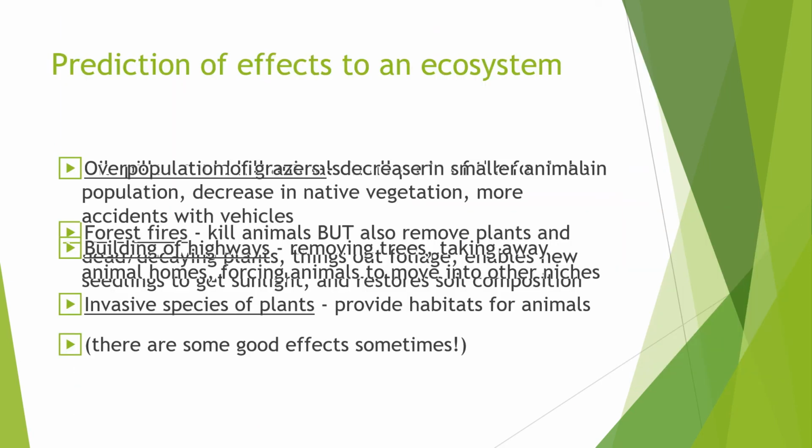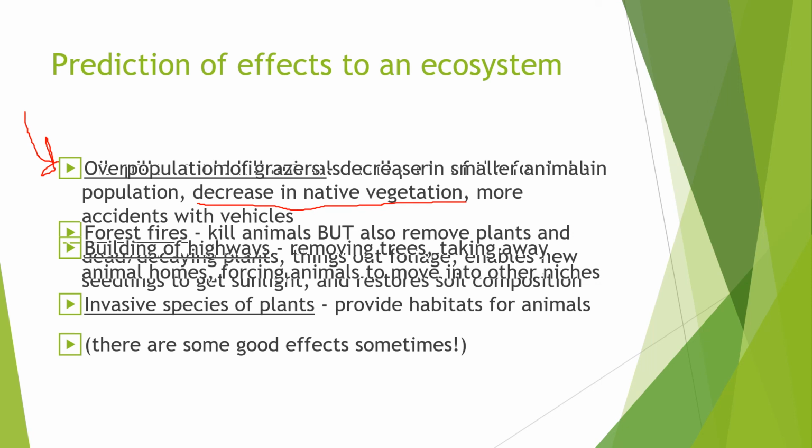Okay, and let's see, now we have overpopulation of grazers. Let's say a grazer is a type of animal that comes in and grazes on the grass or vegetation living in the area. If that happens, it can take away some of the habitats for smaller animal populations like rabbits or squirrels or snakes. So if you have too many grazing animals, too many cows, too many horses, too many goats eating too much of the grass, that can destroy some of the smaller animal population, which would obviously lead to a decrease in native vegetation.